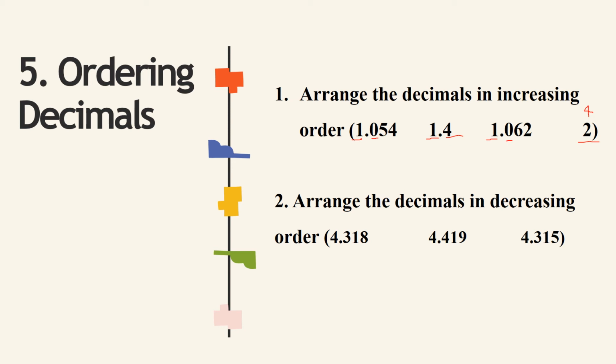Then we compare the other 3. We compare the number in the tenths place. This one is 0, the second one is 4, and then 0. So it means 1.4 will be in the third place. And then we compare the number in the hundredths place. The first one is 5 and this one is 6. So when we compare, 1.054 is the smallest one.